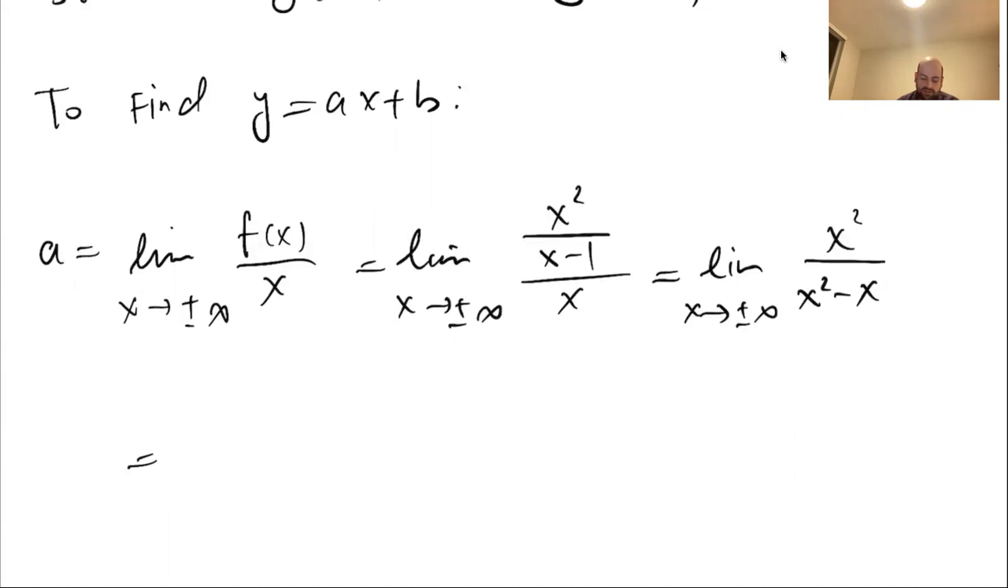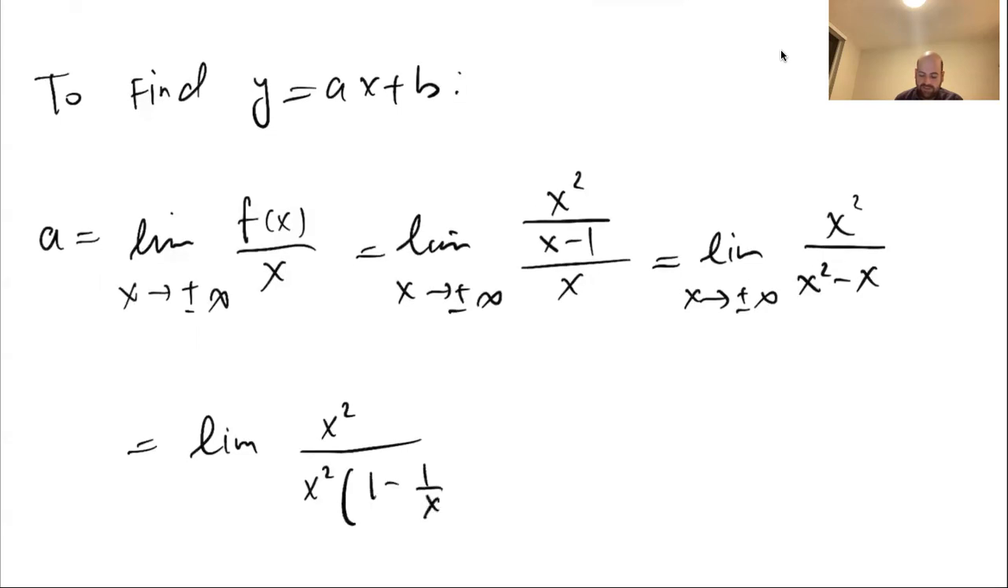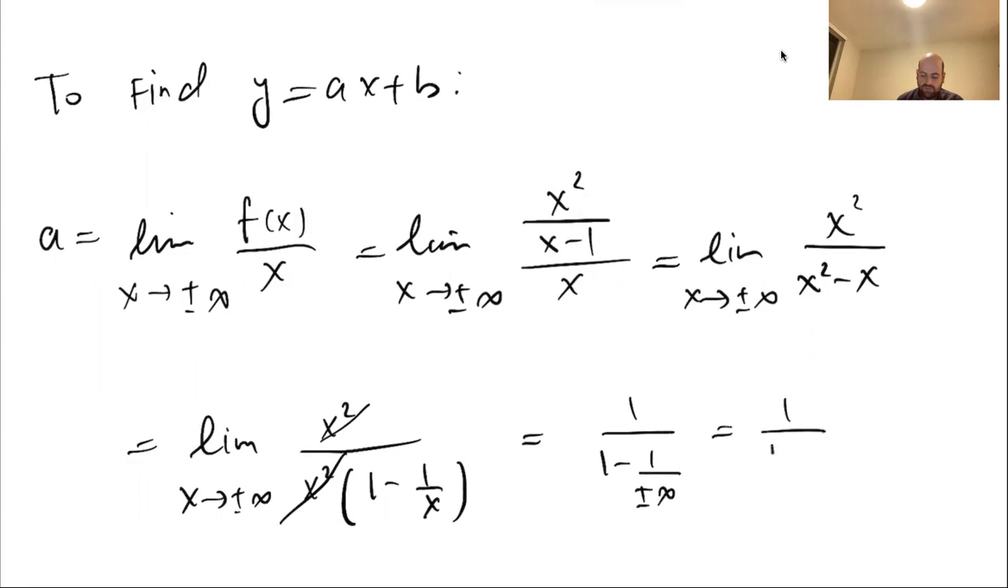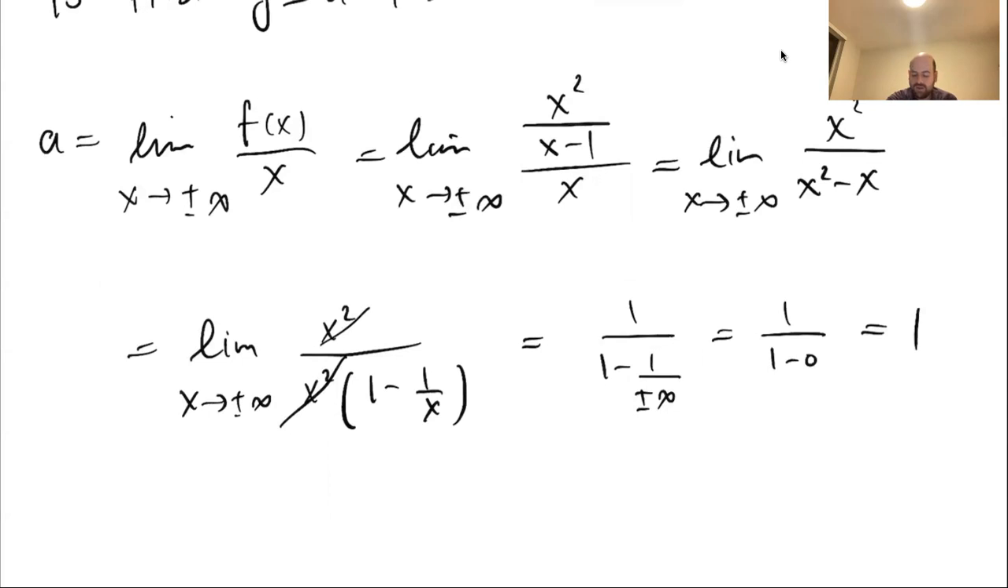And you can use L'Hopital, or it's easier if you just factorize x squared, the highest power of x, from top and bottom. So it's going to be x squared in the top and bottom x squared. Factor it out. What will be left? 1 minus 1 over x, as x goes to plus or minus infinity. This cancels with this. And then the answer will be 1 over 1 minus 1 over plus minus infinity, which is 1 over 1 minus 0. The answer will be 1. So a, the value of a is 1 here.